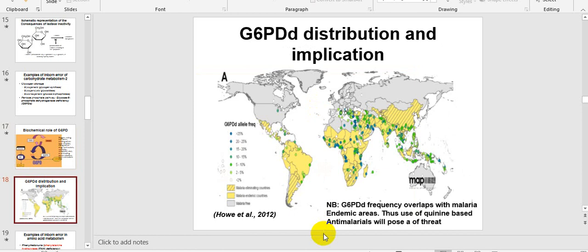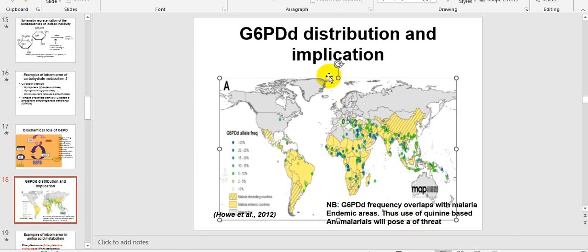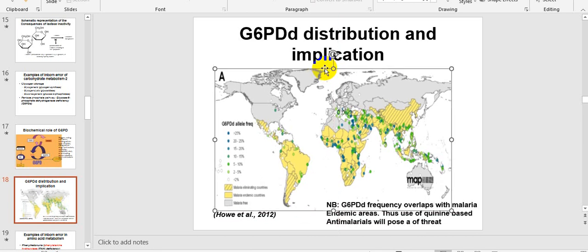For G6PD, we can see the G6PD frequency overlaps with malaria endemic areas. That's why the use of quinine-based antimalarials will be a threat. This malaria endemic area is yellow without any lines inside. Those who are here are predisposed to a high percentage of G6PD deficiency. So when they take in quinine, which is an antimalarial drug, they get hemolytic breakdown of their red blood cells, especially if you are pregnant.